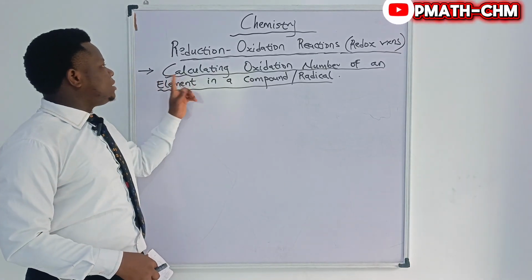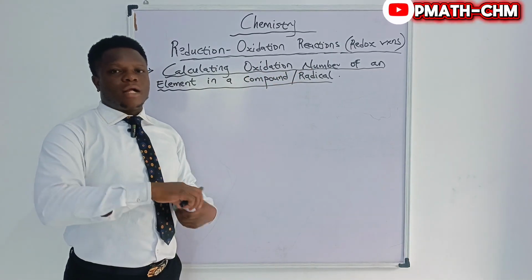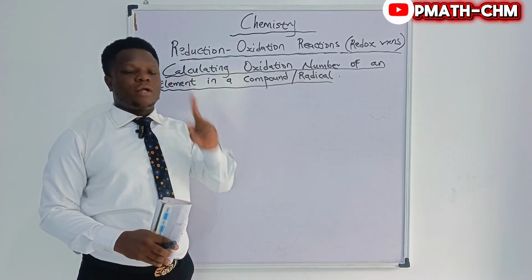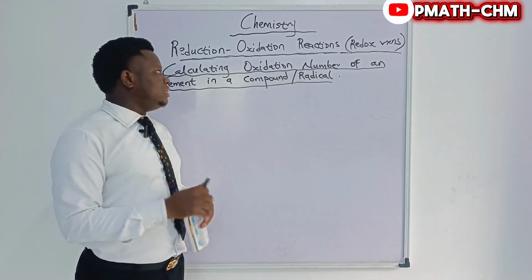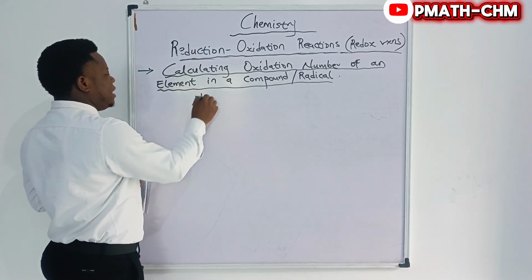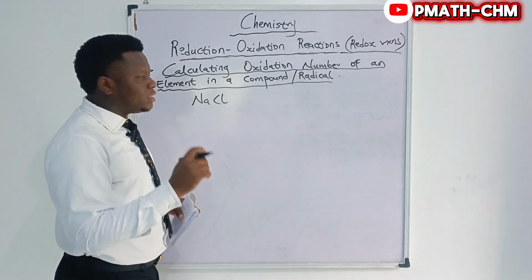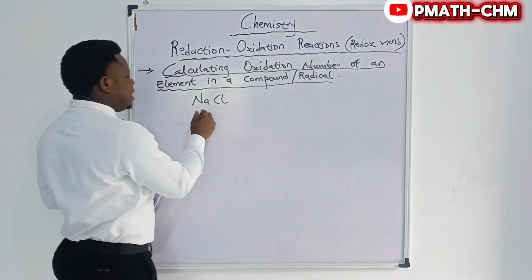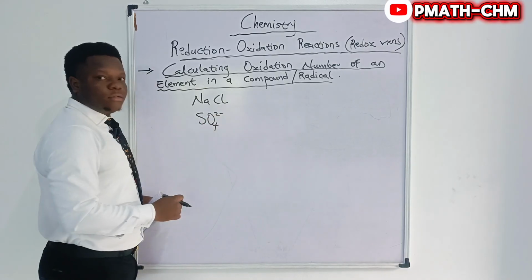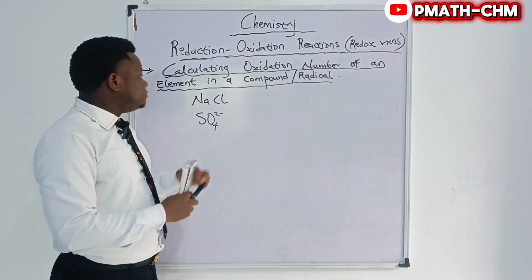Okay, now let's look at how to calculate the oxidation number of an element in a compound or a radical. So firstly, what's the difference between a compound and a radical? The difference is this. If I should write sodium chloride, NaCl, is this a compound or a radical? If I should write SO4 2 minus, is this a compound or a radical? Now, let's learn the difference between them.